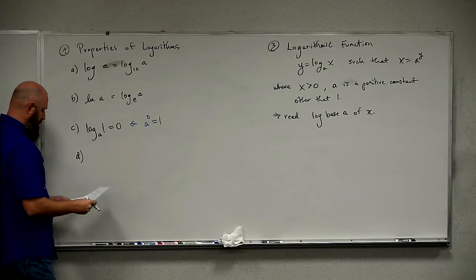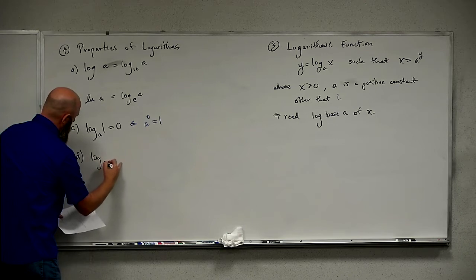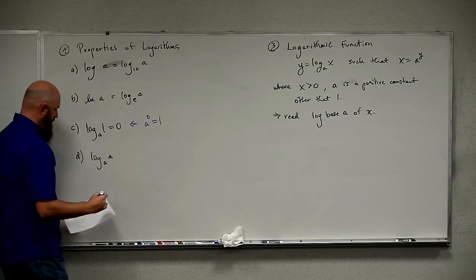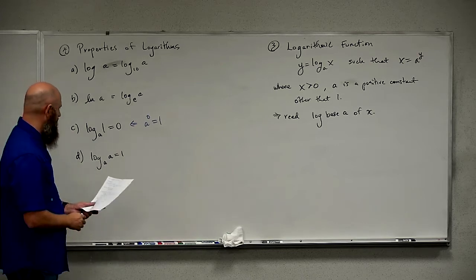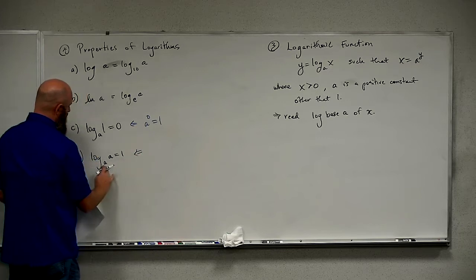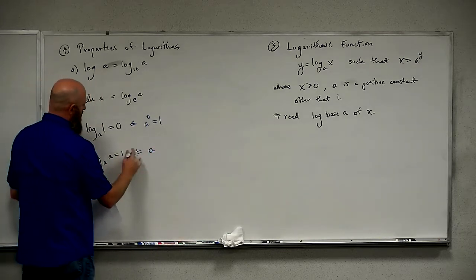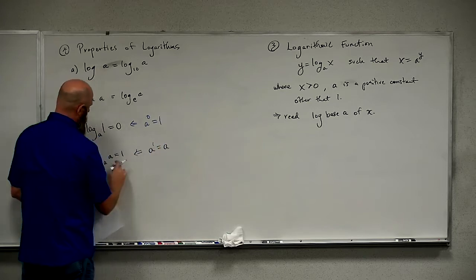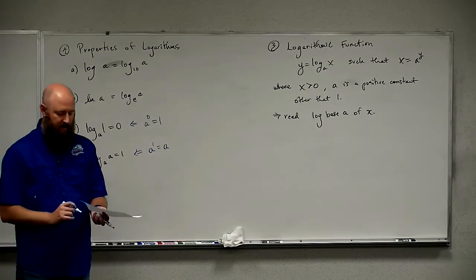All right, our next one, log base A of A, equals 1. Again, why is that? Here to the side, if we take our A on the base, so base A to the power of 1 equals A. So we're always going to have that piece.